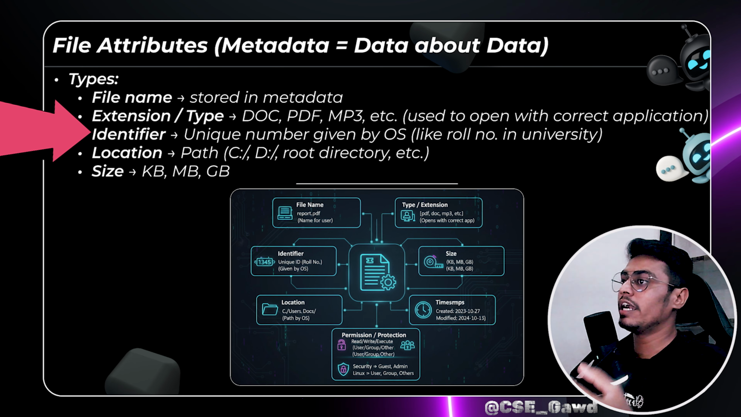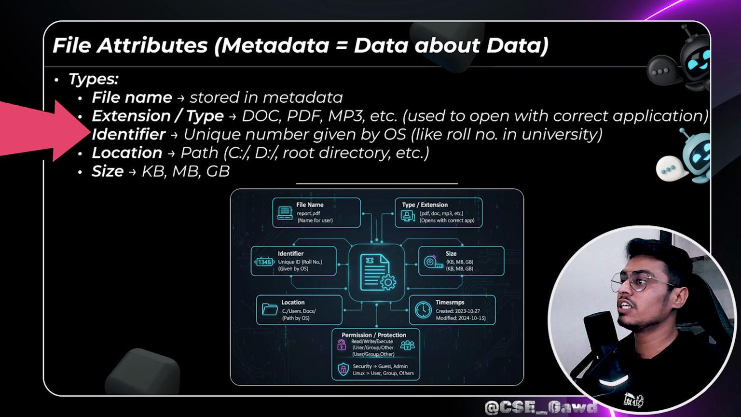It is like this: I have taken admission in a university, in a college, so there I have a name, father's name, mother's name, marks and everything else, but what did the university give to me? A roll number, a unique number. So the identifier works like that in the operating system.